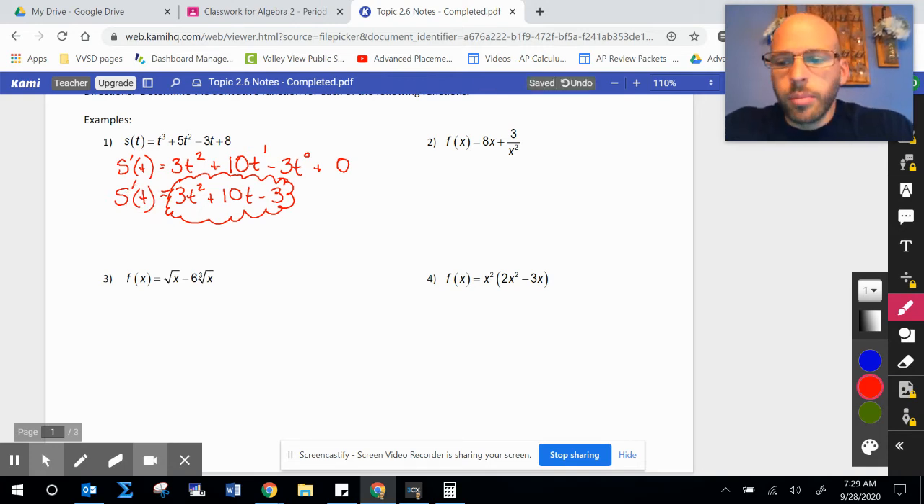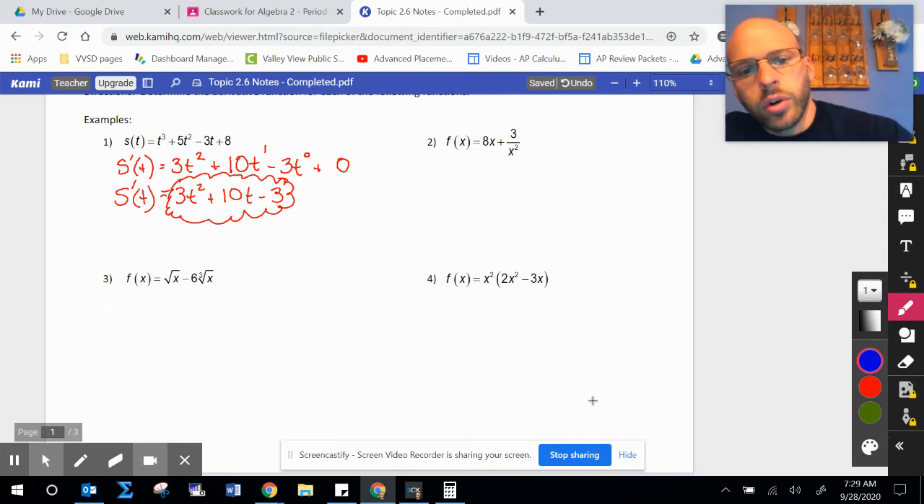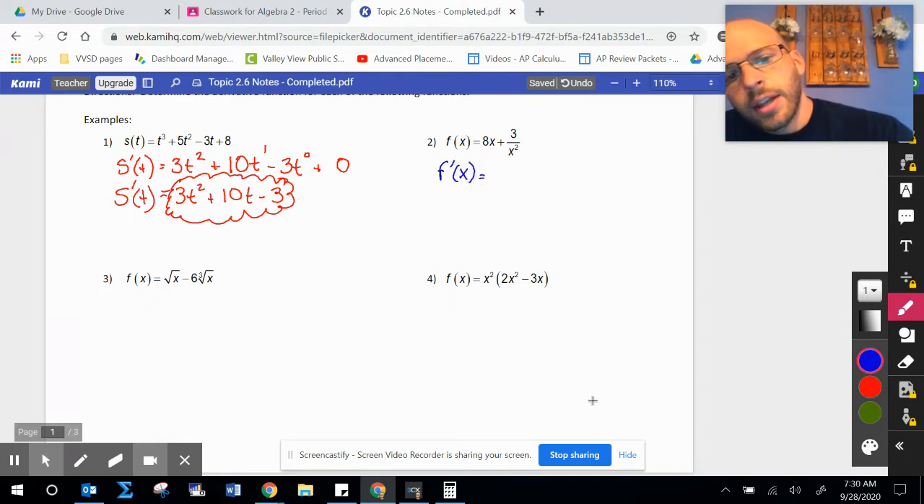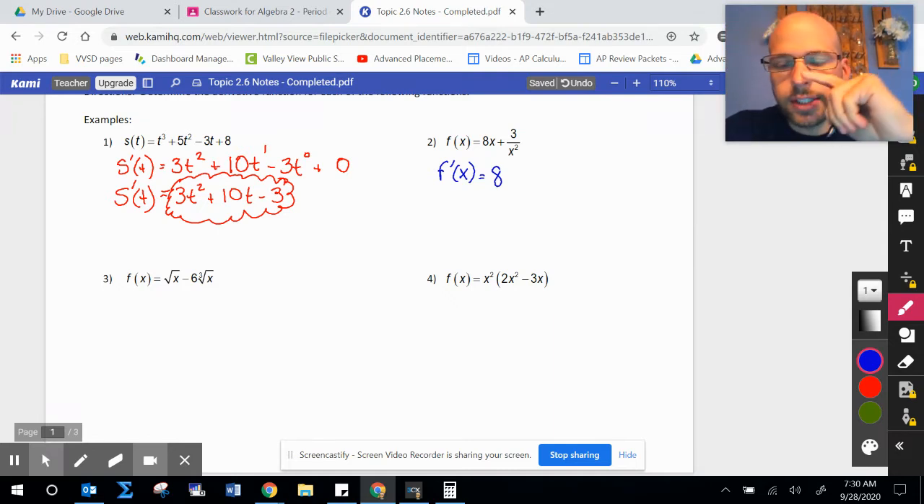All right, let's go to number 2. I'm going to take the derivative of f, so I'm going to have an f prime of x. Derivative of 8x is just going to be 8 because it's linear. It'll just go to a constant.